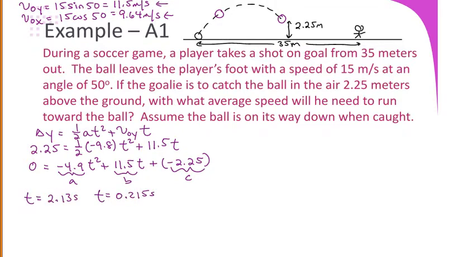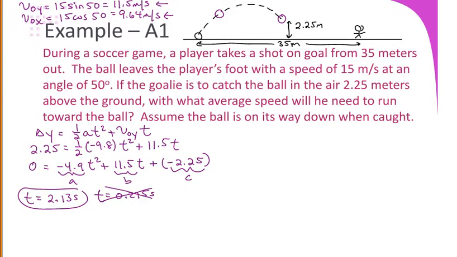When I get those two roots calculated, one of the times I get is 0.215 seconds. Of course, that's the time for the ball to hit that height on the way up. That's why that's the shorter of the two times, and this is the time I really need. This is the time it's going to take for the ball to go up to its highest point, start coming back down, and get back down to the point where it's 2¼ meters above the ground. So that's my time of flight, at least up until the point where the goalie is going to catch it.